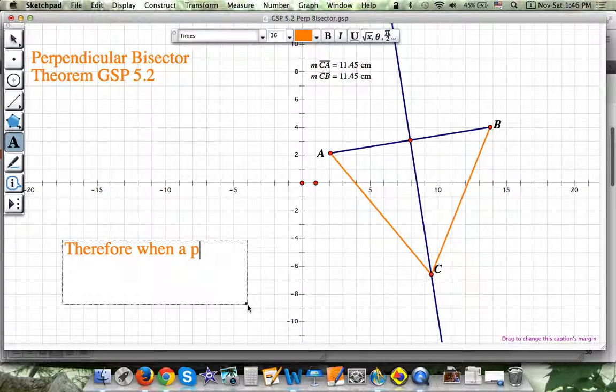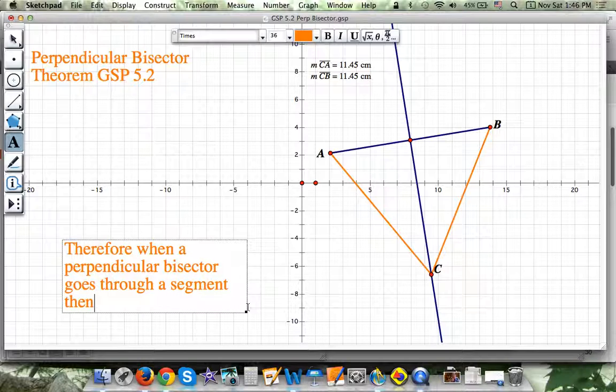And so what we'll say here, using our therefore statement, our conclusion: therefore, when a perpendicular bisector goes through a segment, then in this case AC is congruent to BC, and that will be the case no matter what.